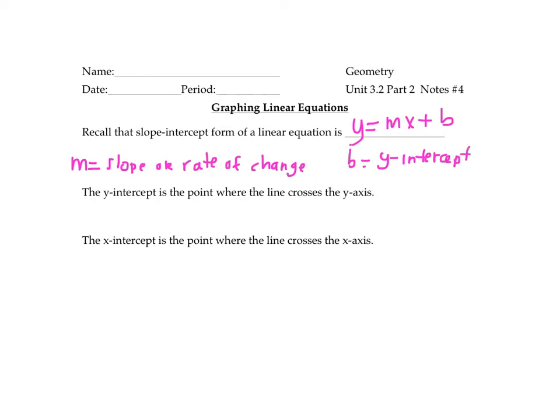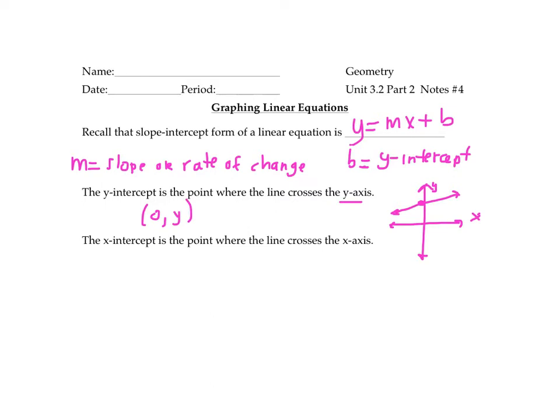Now, just a quick review of intercepts. The y-intercept is the point where the line crosses the y-axis. So if you think about a graph, and that's the y-axis, this is the x-axis. If this is a point where the line crosses the y-axis, then the x-coordinate would have to be 0. So you'd have 0, comma, whatever the y value was.